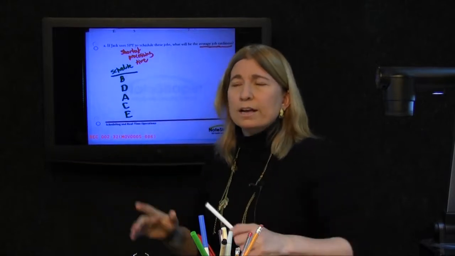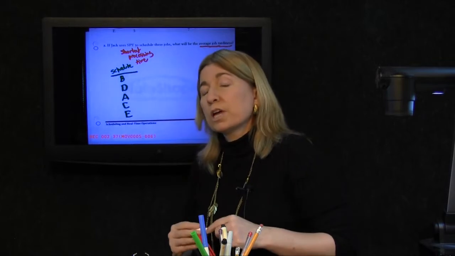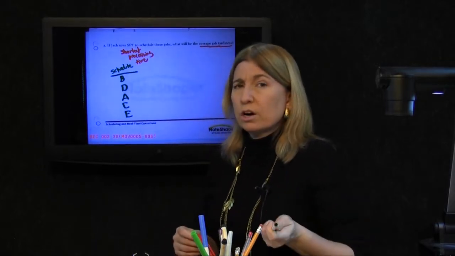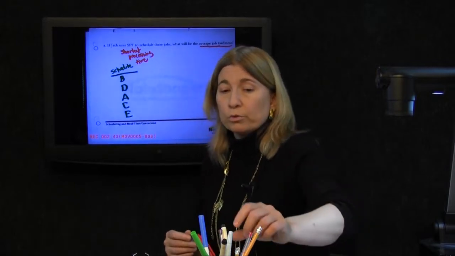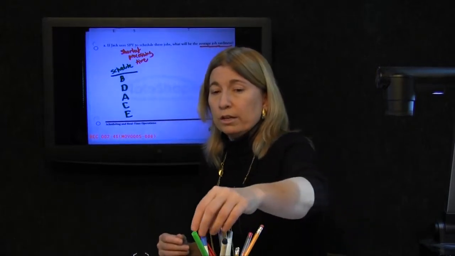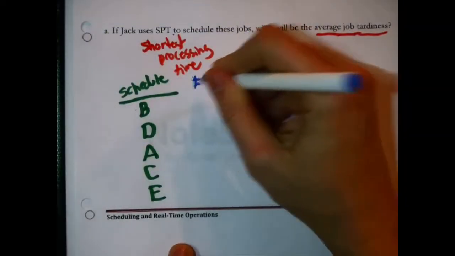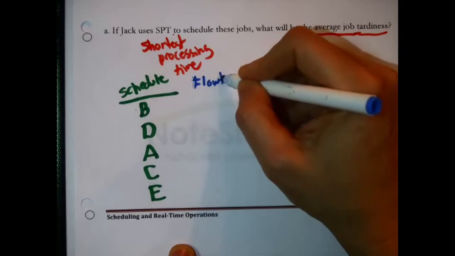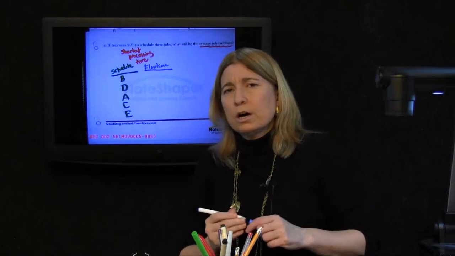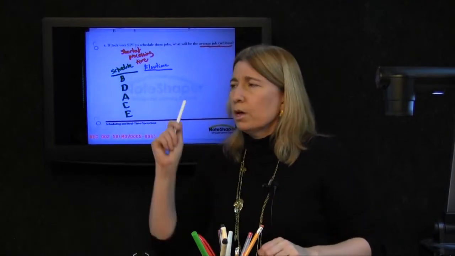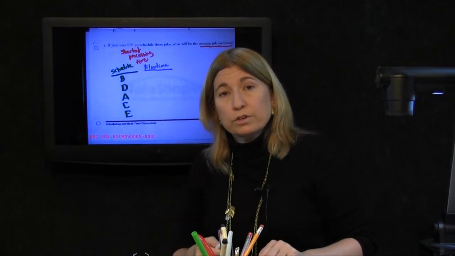Okay, they're sorted. Now, it didn't ask what the sequence would be, it asked what the average tardiness was. And you cannot find tardiness until you have found flow time first. So better do that. Let me see, flow time. The flow time for a job is how long it spends in the system. The flow time for a job is basically how long it will take until you're finished with that job.